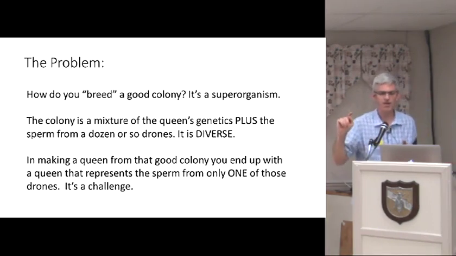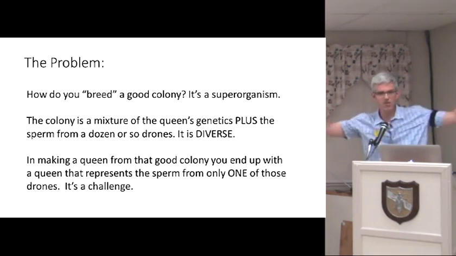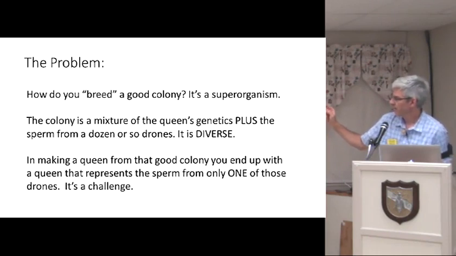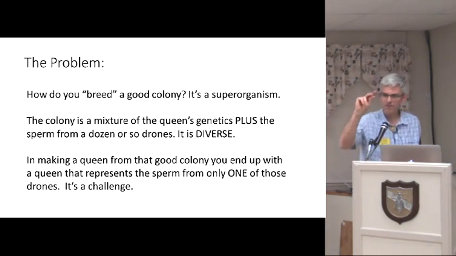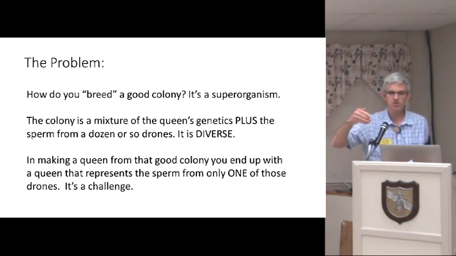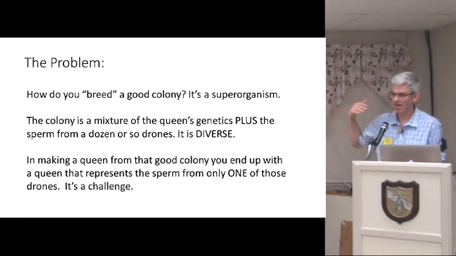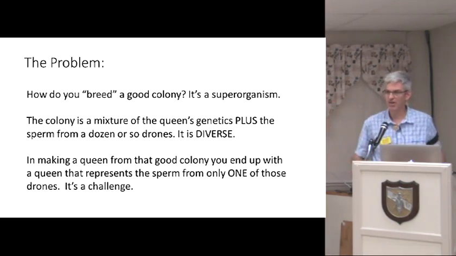Now, when that colony, say it's a good colony, produces a new queen, you're not getting the diversity of the whole colony in that new queen. You're getting half of the good queen, and one drone's sperm. Who knows how good that drone is, right? So it's kind of a crapshoot as to what you're going to get. And propagating a good colony is not as simple as propagating a good bovine or pig or something. That's much simpler, right?